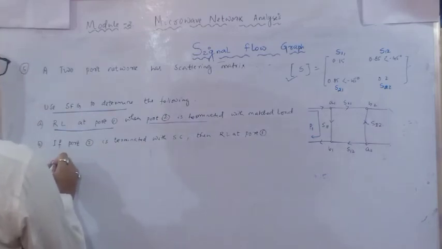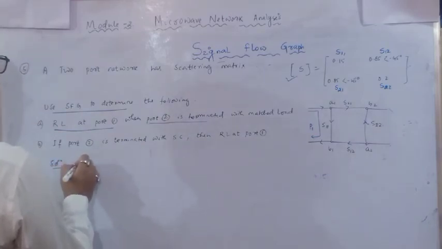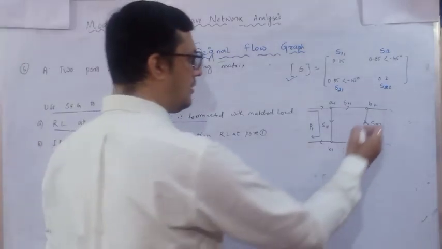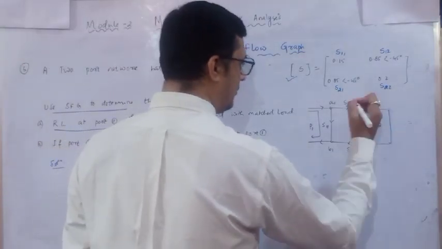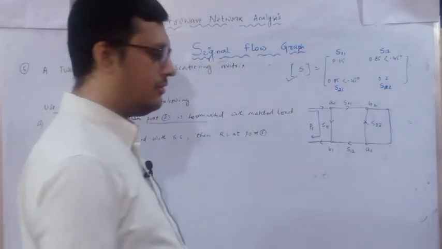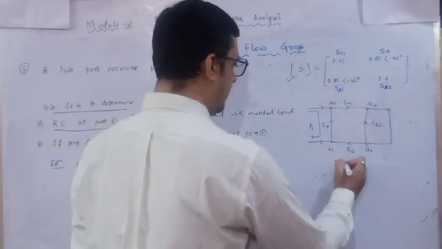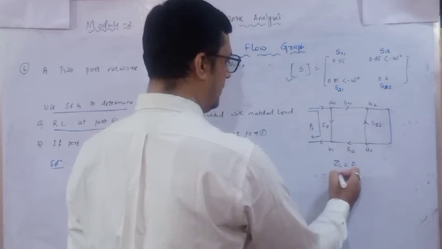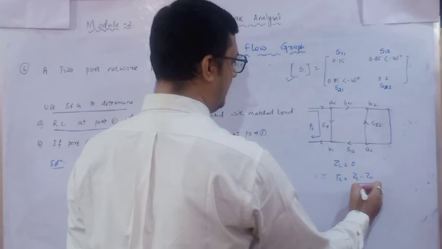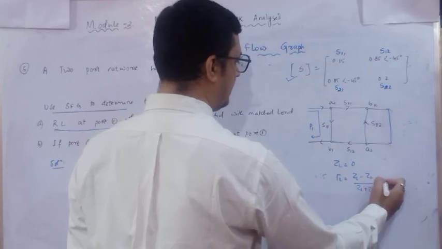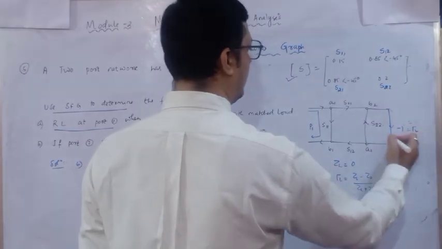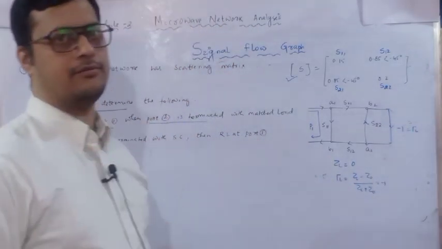So, second one. Port 2 is terminated with a short circuit. Now if port 2 is short circuit, my load impedance is 0. So my reflection coefficient, (ZL minus Z0) divided by (ZL plus Z0), equals minus 1. That means here, in place of rho L, I have to include minus 1.